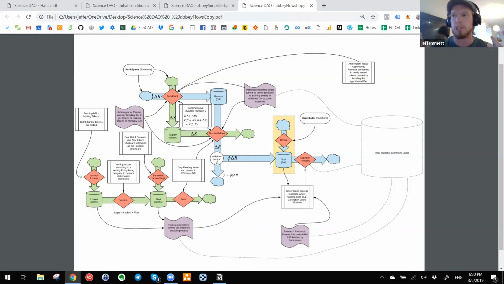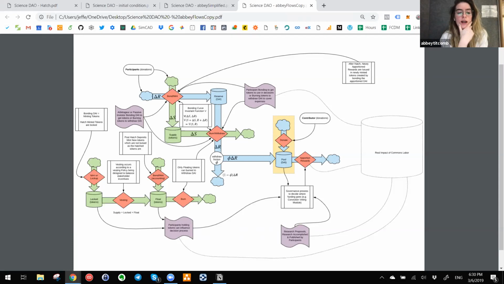And of course, we'll be doing lots of simulations on this. We'll be programming profit-seeking bots and running those through our simulations as well. So we'll be able to see if there are specific failure modes that we need to look out for before deploying this, before even implementing on testnet.